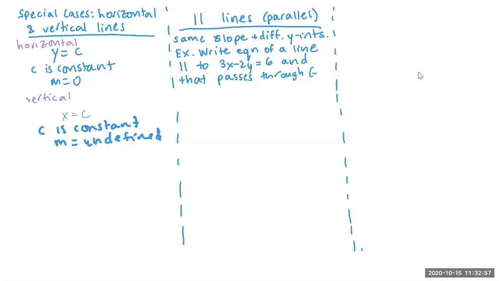Okay, I'll read it out loud to you guys now. So write the equation of a line parallel to 3x minus 2y, and that passes through -2, -4.